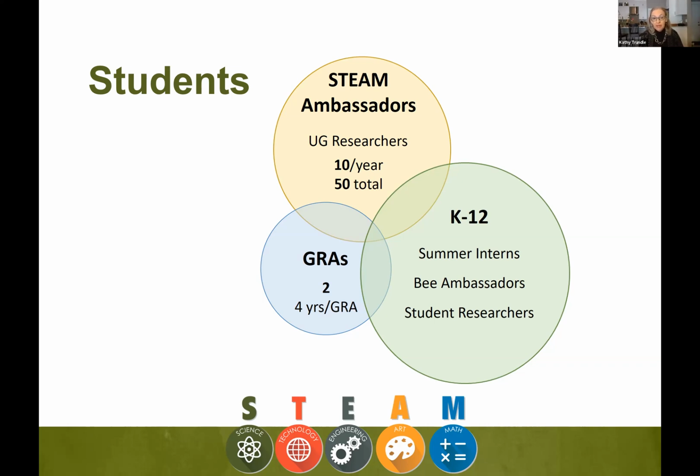They will also be bee ambassadors with our school gardens, and they will be student researchers. We have 2 graduate research assistants. We have 1 this year, and we have support for that graduate research assistant for 4 years. That's C.U. Wu, and you'll meet her when we do the education discussion. And then we'll add another graduate research assistant next year who will work with us from years 2 through 5.